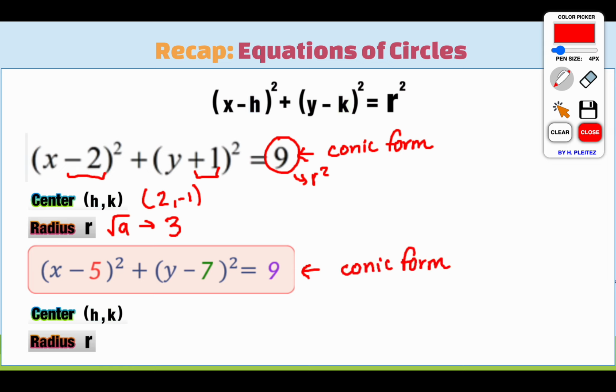Now, another example, again, this is another equation of a circle in conic form. And again, they're asking us to find the center and the radius, so we have to flip these signs. So our center is at 5 comma 7. And again, our radius is actually the same number. So we know that our radius, we take the square root of 9, we get 3.